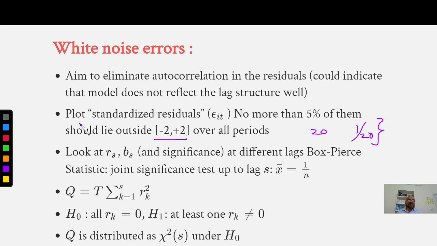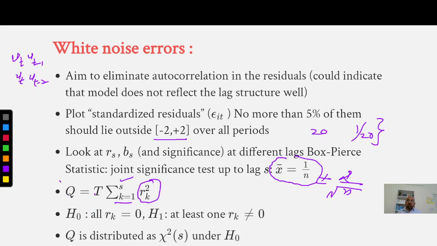So Box and Pierce suggested a test statistic. They mentioned that usually your standard error is 1 over square root of N, so plus or minus 2 times 1 over square root of N gives plus or minus 2 standard errors. Instead of looking at each individual residual correlation, that is U_t with U_t minus 1, U_t with U_t minus 2, you must look at the correlations overall, from lag 1 to lag K, the sum of r squared times T. This is your Q statistic.